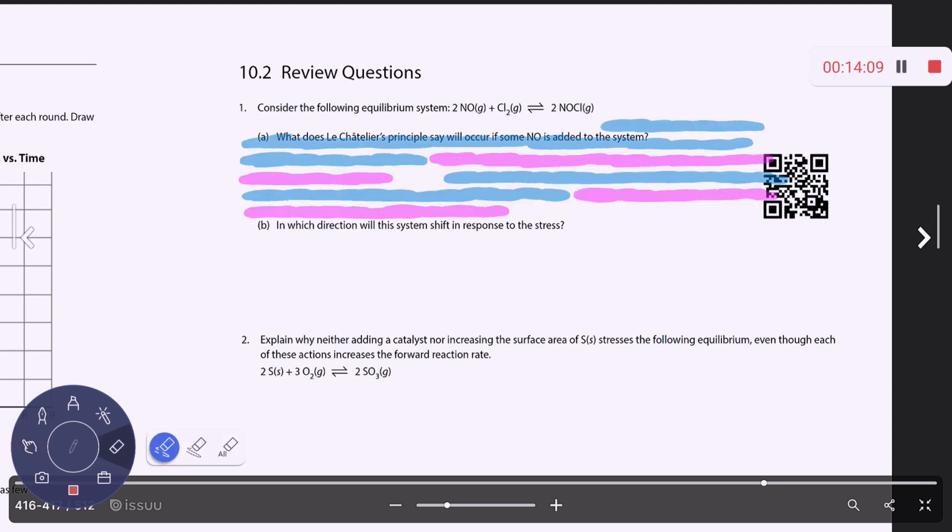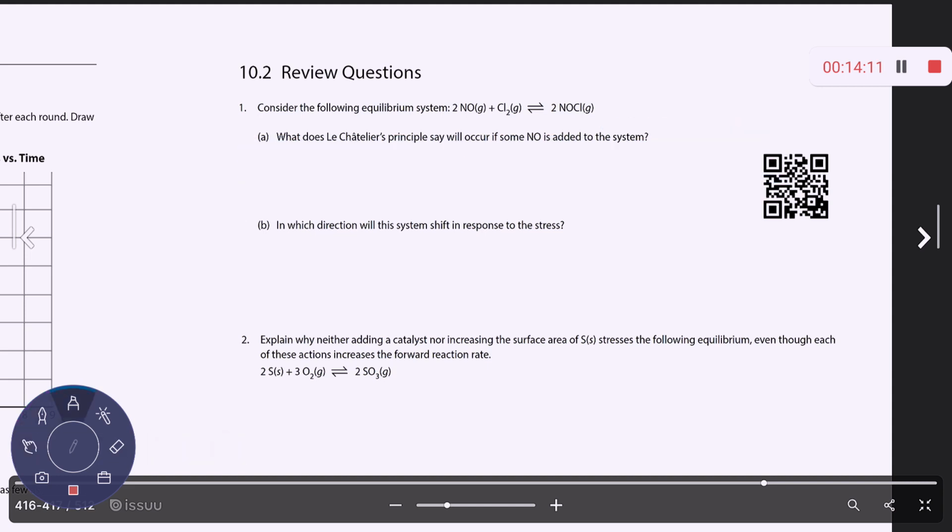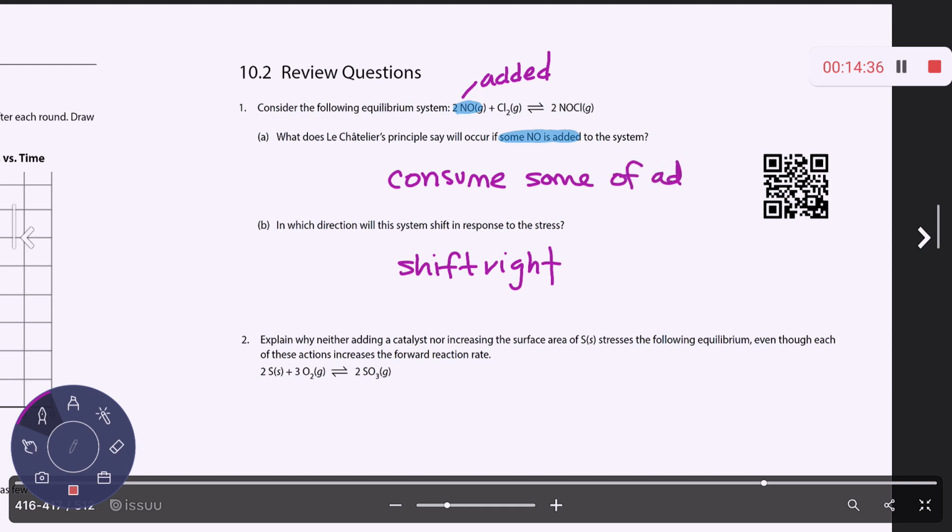Okay, so for number 1, we have a reaction, and we're going to add some NO. NO is a reactant. Okay, so that means we're going to shift in which direction? Yeah, you want to shift away from it, so shift to the right. When you shift to the right, what happens? We'll consume what? All or some of the added NO. Okay, we good? Okay, homework is open.